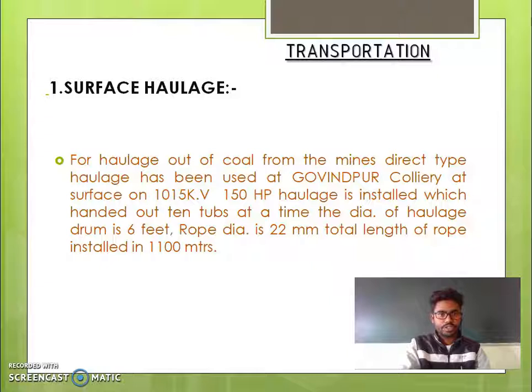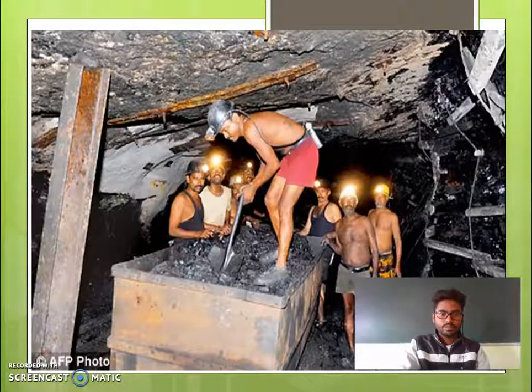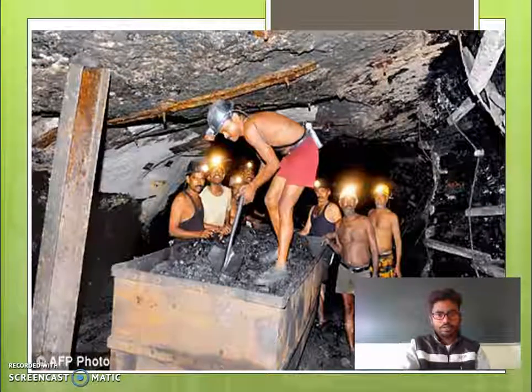Comes to transportation. Surface haulage. For haulage out of coal from the mines, direct type haulage has been used at Govindpur Colliery at the surface, with a 150 HP haulage installed, which hauls 10 tubs at a time. The diameter of the haulage drum is 6 feet. Rope diameter is 22 mm. Total length of rope installed is 1100 meters. These are the diagrams. As you can see, the workers are working in underground mines.